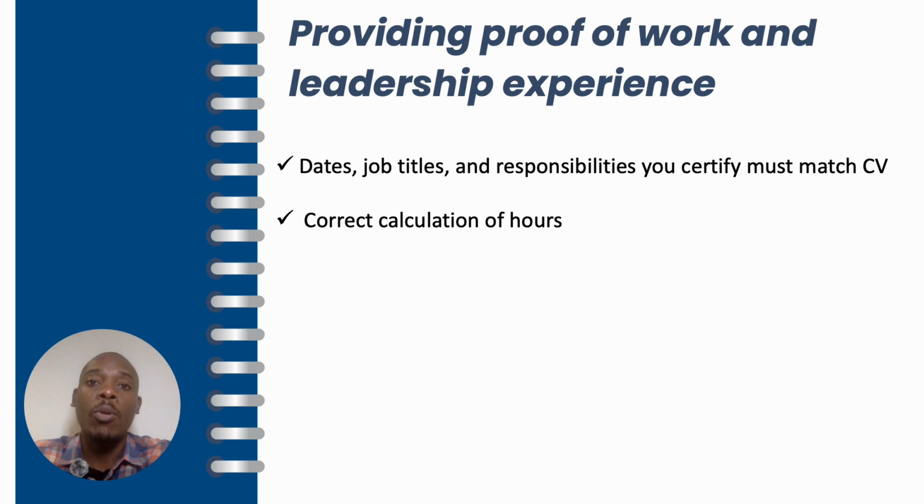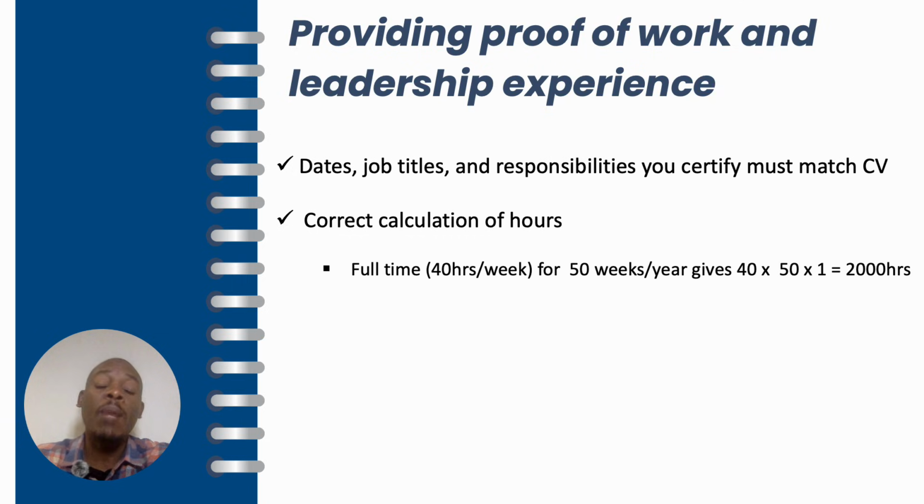How should they be correctly completed? Here is an example. If you are in full-time employment, it is assumed that the minimum number of hours that you work per week is 40 hours. This translates to about 8 hours per day. If you are working from Monday to Friday, that is 8 hours a day, which translates into 40 hours a week. And it is assumed that in a year you are going to work for 50 weeks at the maximum.